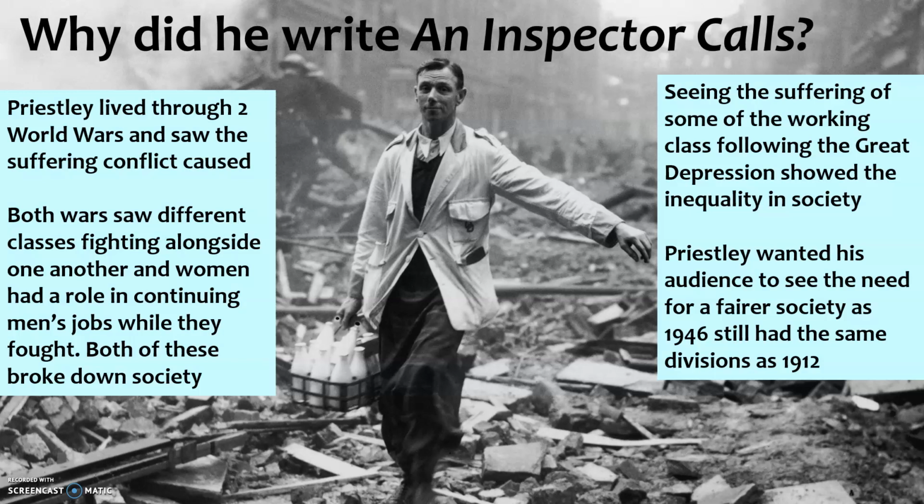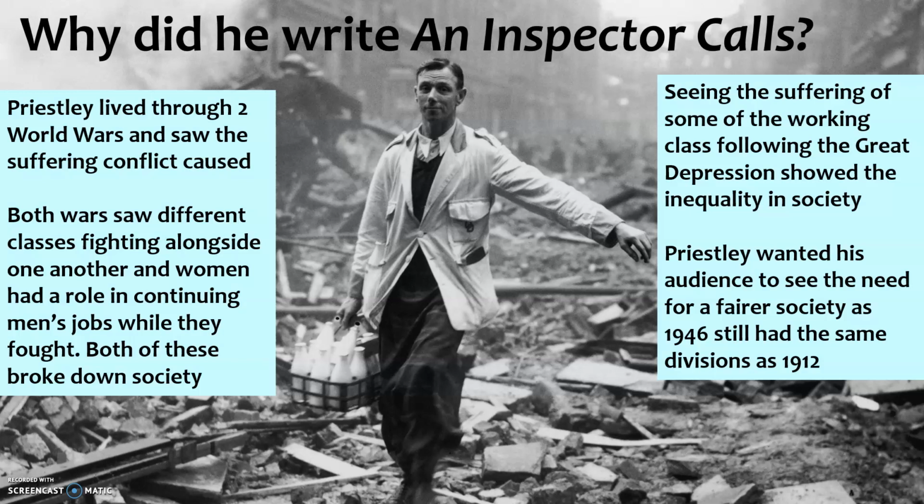Beneath that it says both wars saw different classes fighting alongside one another. It was for the First World War really the first time you had different classes in the trenches fighting alongside, shoulder to shoulder. And also women, there was a change in the roles that women were playing. Because the men had to go away and fight, the women stepped into those roles. And it almost, like I said there, broke down society. It sort of removed some of the barriers of people living in different parts of the towns, living in different types of houses. They were fighting and working together, and he wanted to continue that.